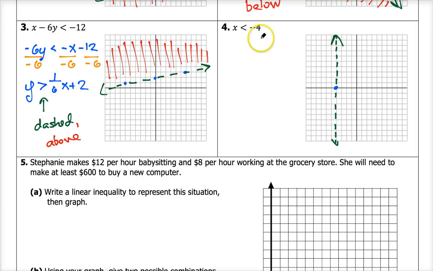For vertical lines, we don't shade above or below vertical lines, we shade left and right. So because this is a less than sign, we're going to shade to the left of this line. So it's going to be everything in this direction. And this will be our shaded region.